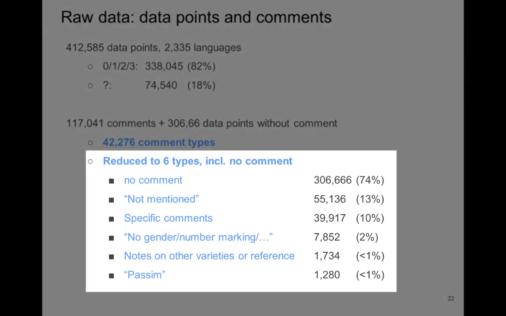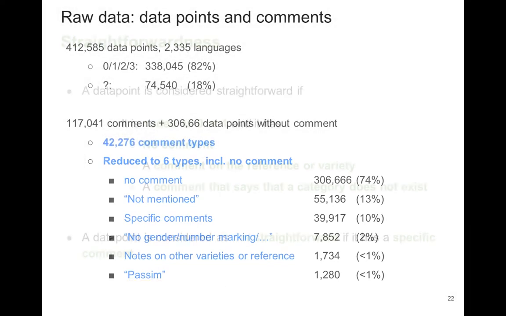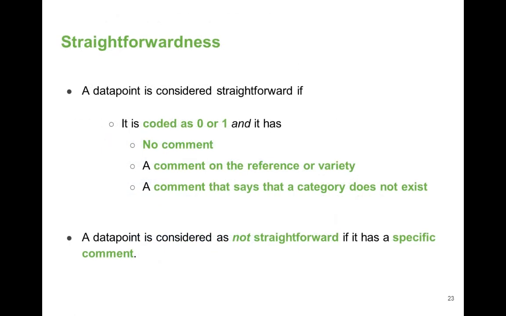Those types are no comment, not mentioned, specific comments about the analysis of a feature in a language, a statement that the answer was logically deduced from another fact, for instance, demonstratives don't agree in gender because there is no gender, then a note on other closely related varieties or on the reference, and finally passing, which doesn't really say much for our purposes.